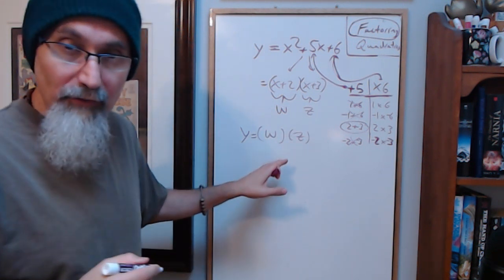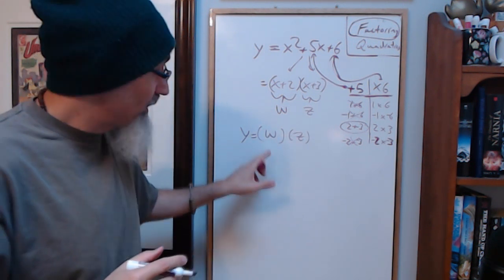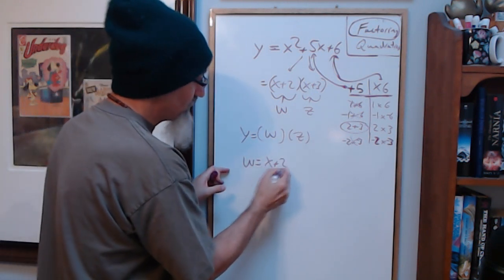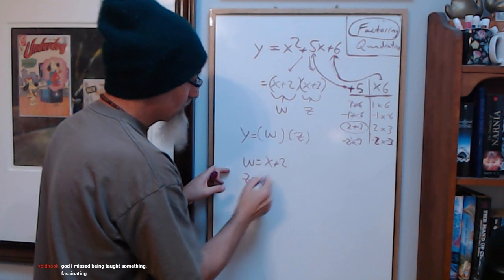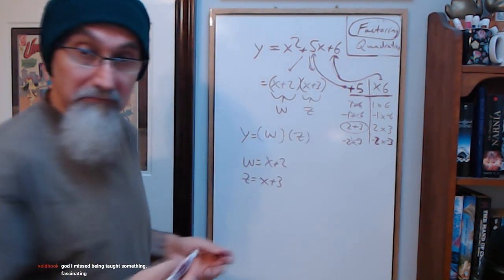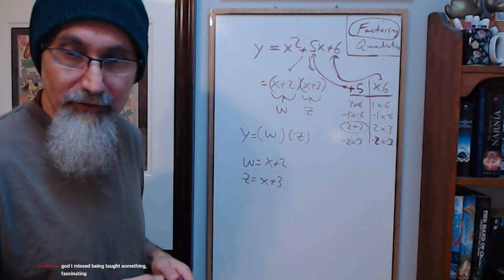Now you don't have to do this; I'm just doing it for visualization. And what's w? w is x plus 2, and z is x plus 3. We're just using substitution, basically.